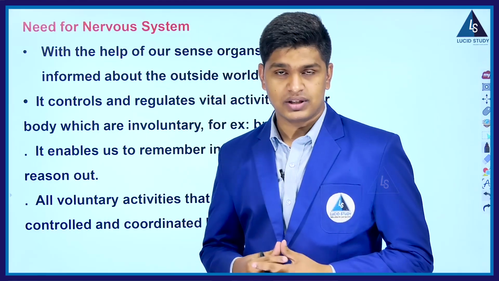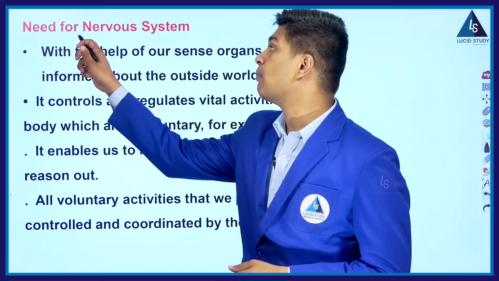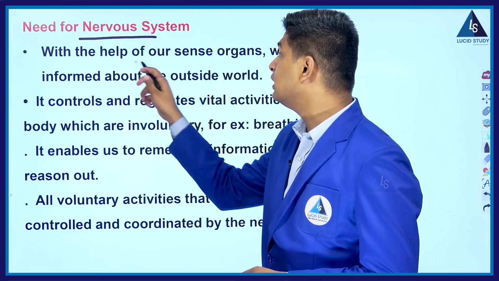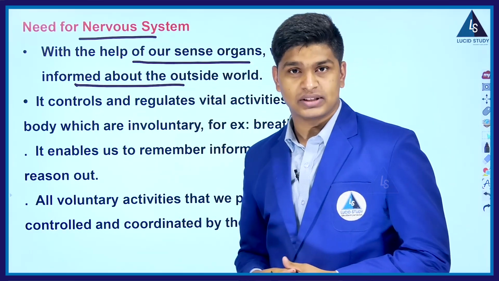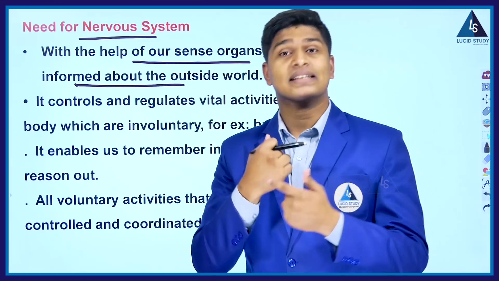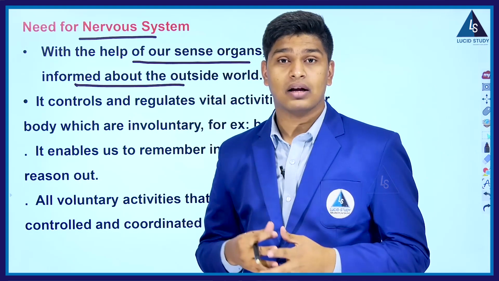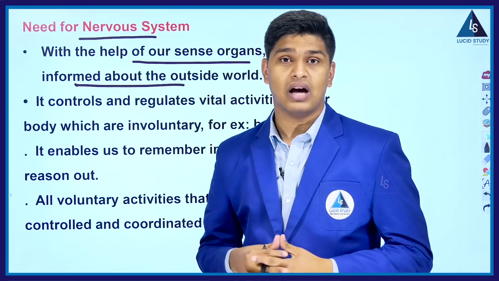Now you might get a question. Why do we need a nervous system in the first place? When we talk about the need for the nervous system, it is very important to know that with the help of our sense organs, we are informed about the outside world. What are the different sense organs we have? The skin, the ears, the eyes, the nose, the tongue, all these are called sense organs through which you can feel the outside world.